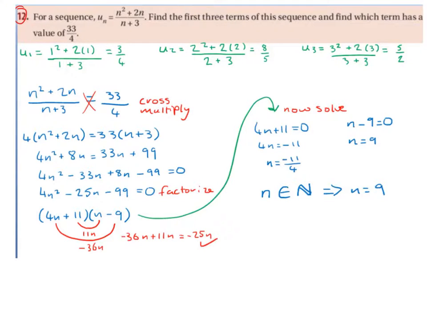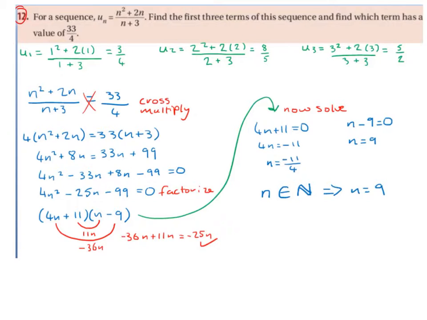Okay, so the next part of our question wants us to find which term has a value of 33 over 4. So we're going to let our formula equal 33 over 4. So we have n squared plus 2n over n plus 3 equals 33 over 4, and we're going to cross multiply. So it's going to be n squared plus 2n multiplied by 4, and then 33 times n plus 3 on the right hand side of the equal sign. 4 by n squared is 4n squared, 4 by 2n is plus 8n. Bring down the equals. 33 by n is 33n. 33 by 3 is 99.